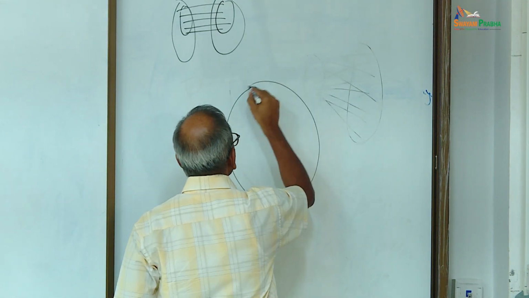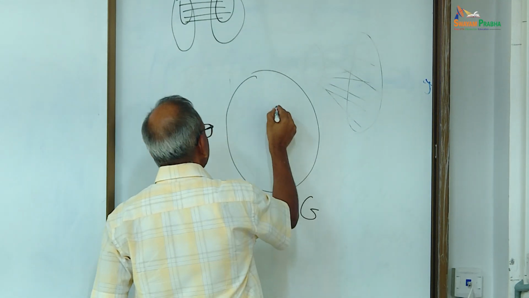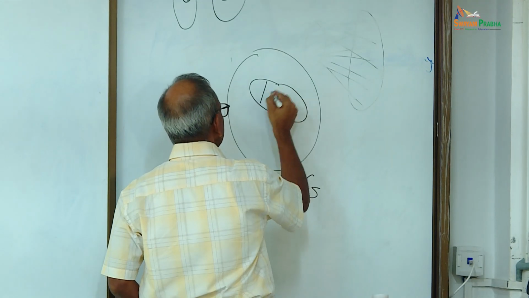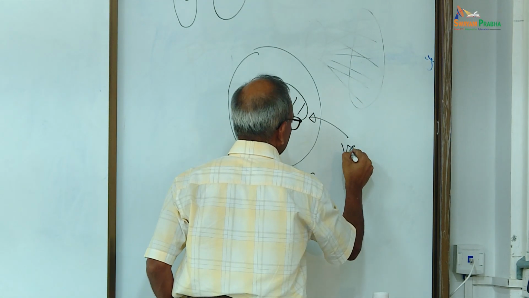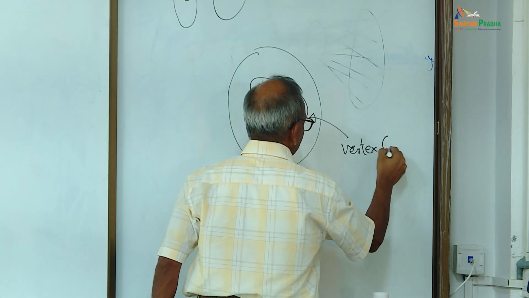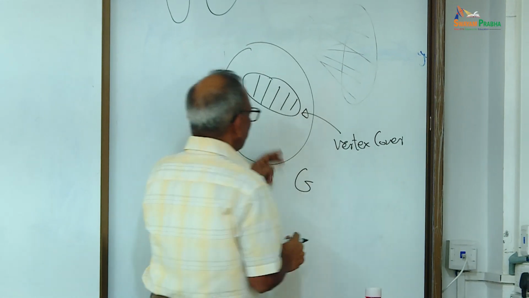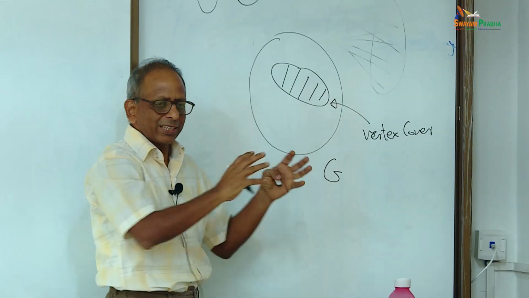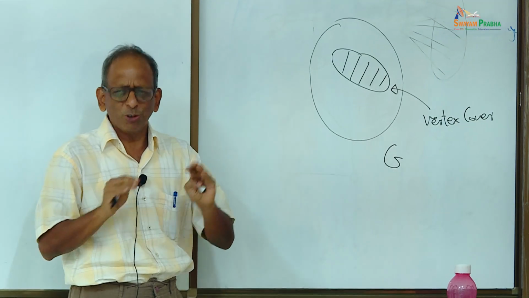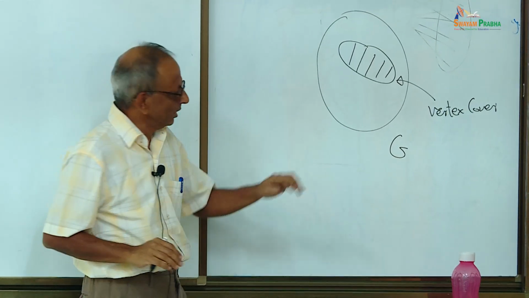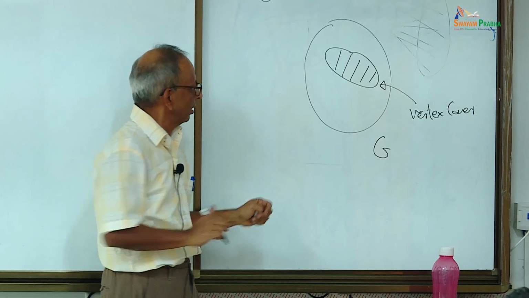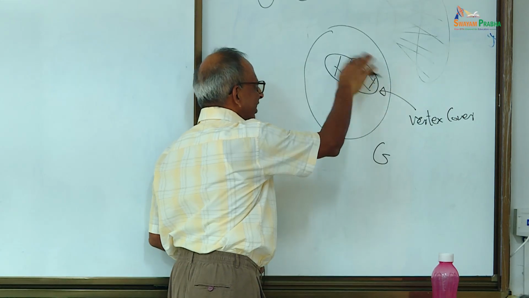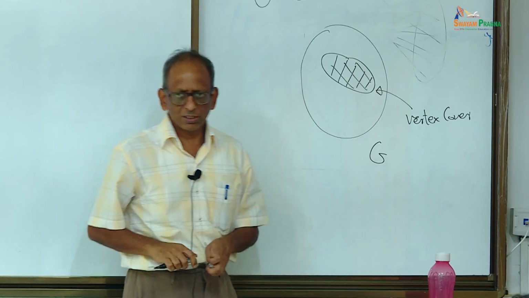Here's a graph, and here is a vertex cover. Sorry, don't be alarmed that I have not drawn the bipartite graph very neatly, because that is not important to the argument. Okay? So here is a graph which has edges which I have not yet drawn, and there is this shaded area which is the vertex cover.